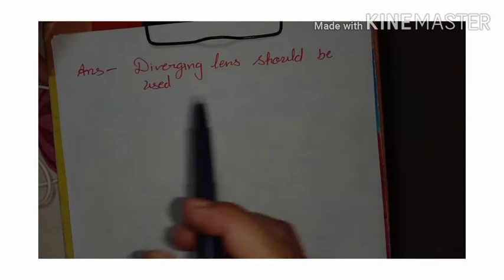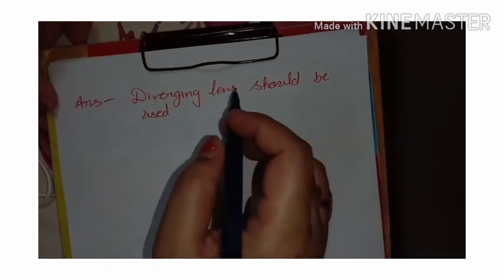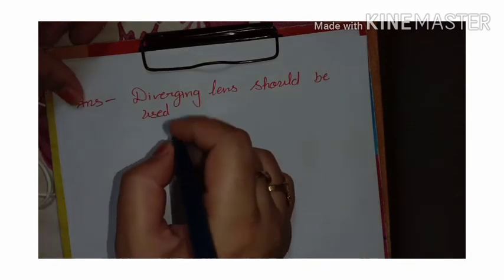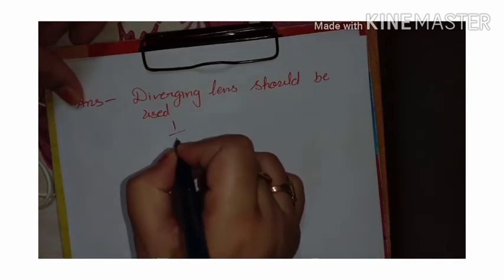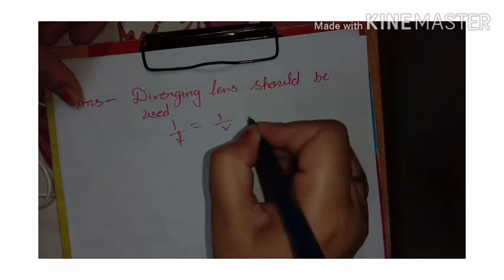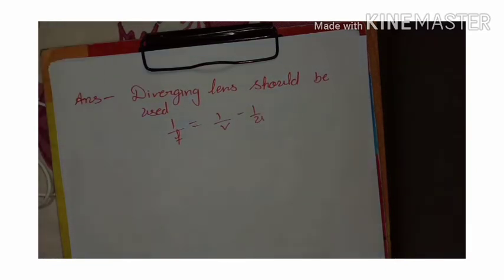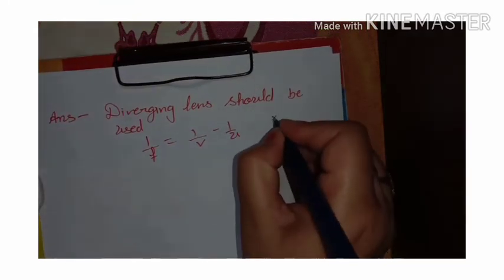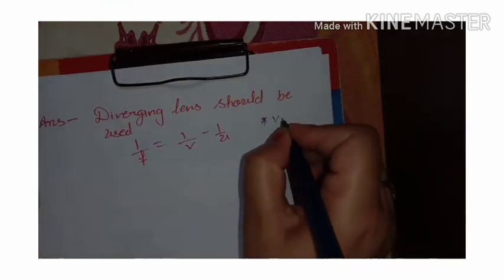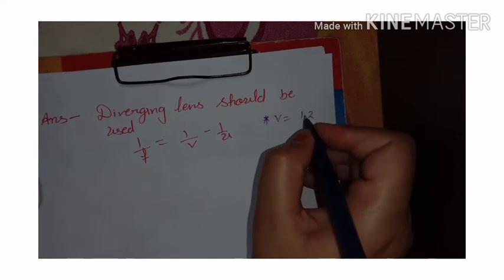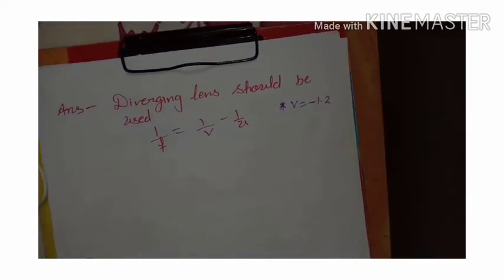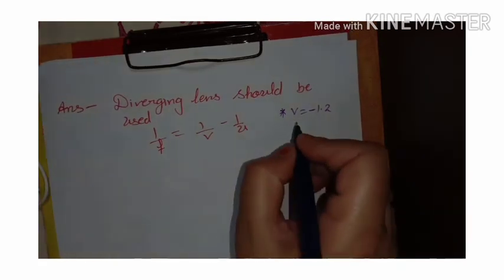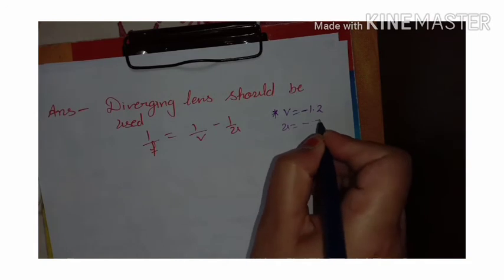So a diverging lens should be used, and now we will find out the focal length of this diverging lens by the lens formula, which is given by 1 upon f equal to 1 upon v minus 1 upon u. Here we use the concave lens, in which v is given in the question, v equal to minus 1.2, and it will be taken as negative because this is on the left hand side of the concave lens, or the diverging lens, and also u is minus infinity.